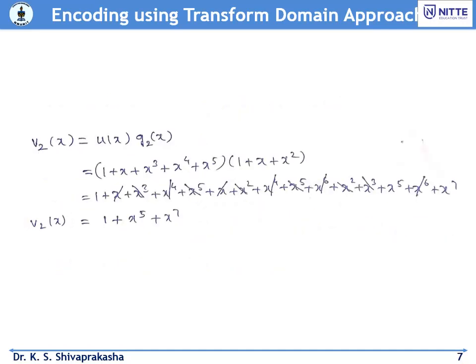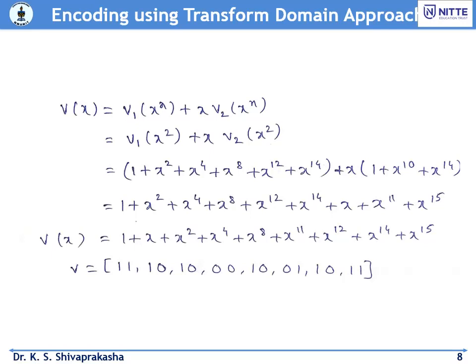Similarly, find v2 of x, which is nothing but u of x into g2 of x. Again, perform multiplication, cancel out the terms appropriately, and we will get v2 of x as 1 plus x to the power 5 plus x to the power 7. Here also you can cross verify your answer. If I write the binary representation of this, it should be equal to the sequence v2 which we had obtained in time domain approach.